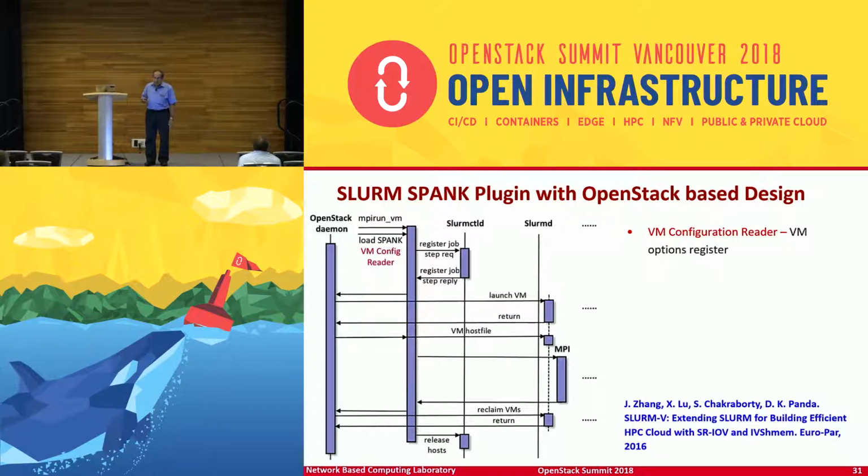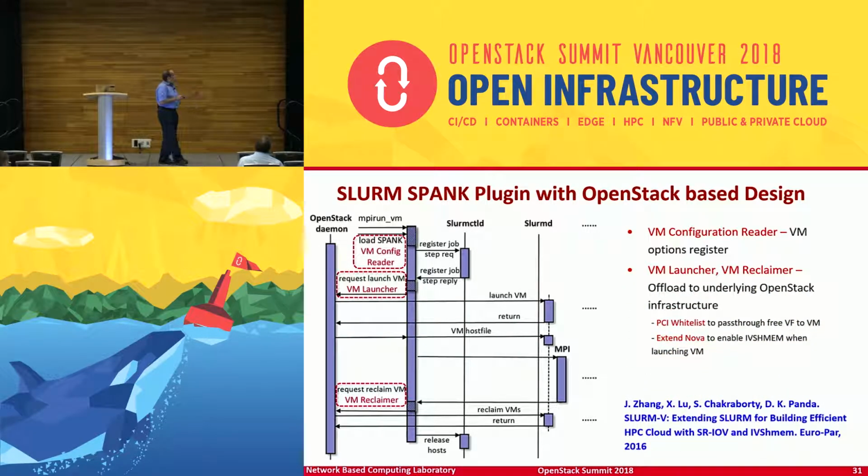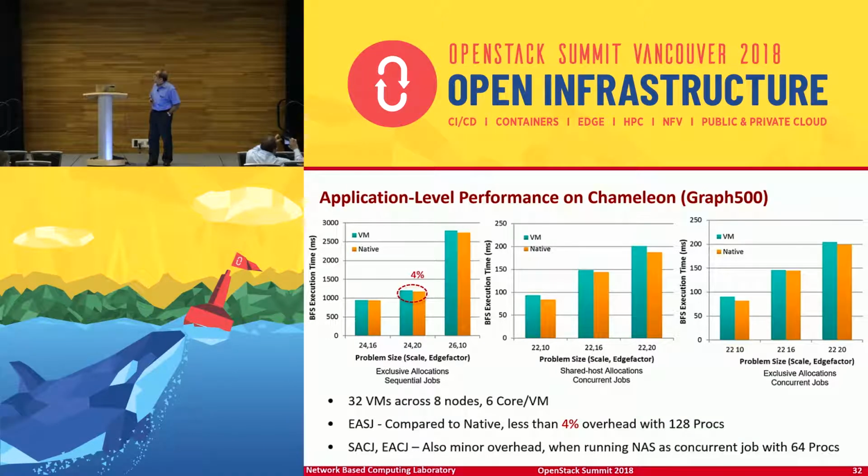But we also have a SLURM SPANK plugin with OpenStack. This is how the flowchart looks. We have the OpenStack daemon here, and this is where you do the VM configuration reader. After that you do the VM launcher and then the VM reclaimer, and the OpenStack daemon is interfacing with the other SLURM components. That paper was presented at the EuroPar conference in 2016.